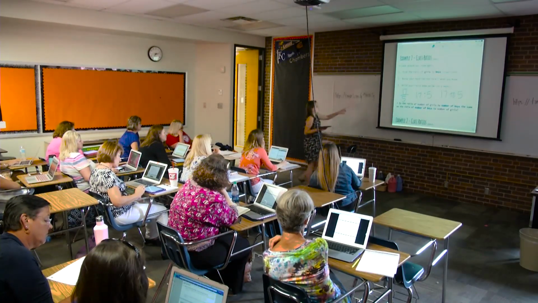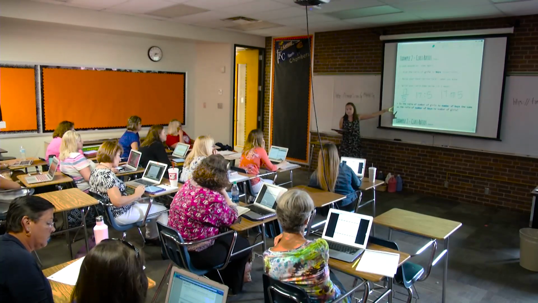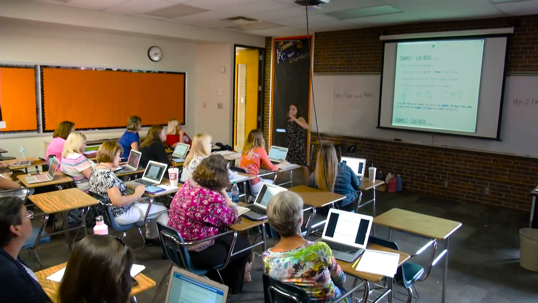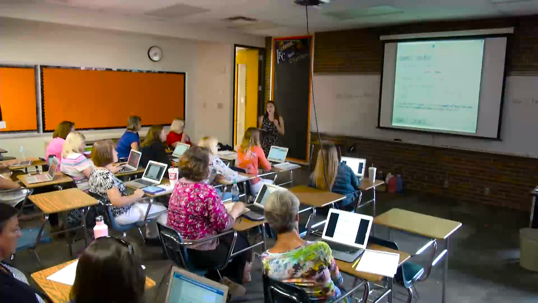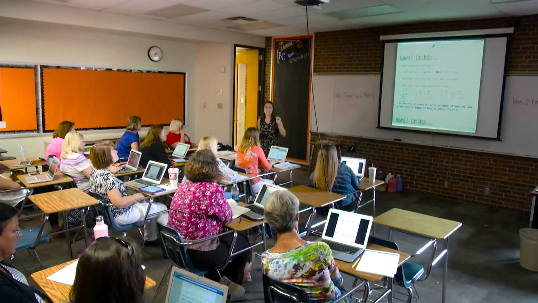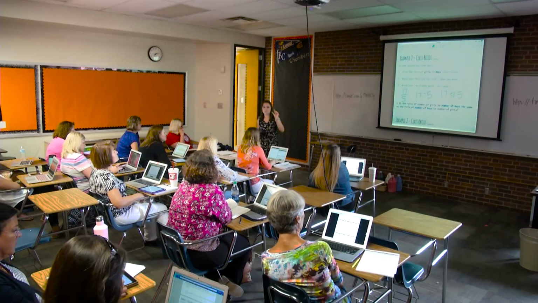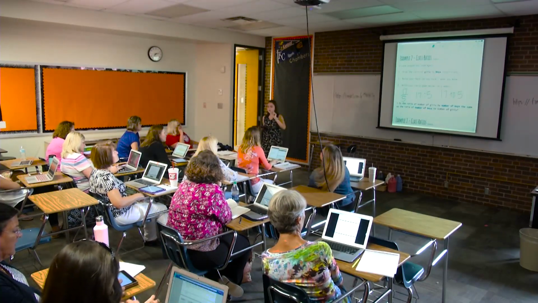And then I have that star again. That star indicates that students are talking. How is this ratio of the number of girls to the number of boys in our classroom the same as the ratio of the number of boys to the number of girls? How is it the same? And I also will probably challenge them to see how it's different. Comparing it. How does that compare?